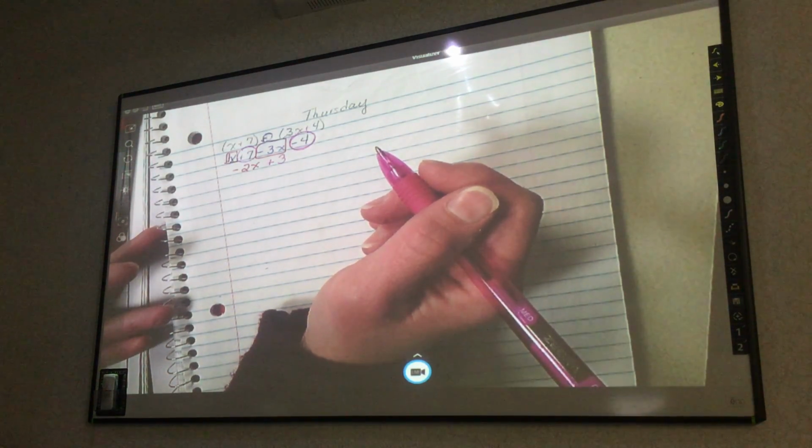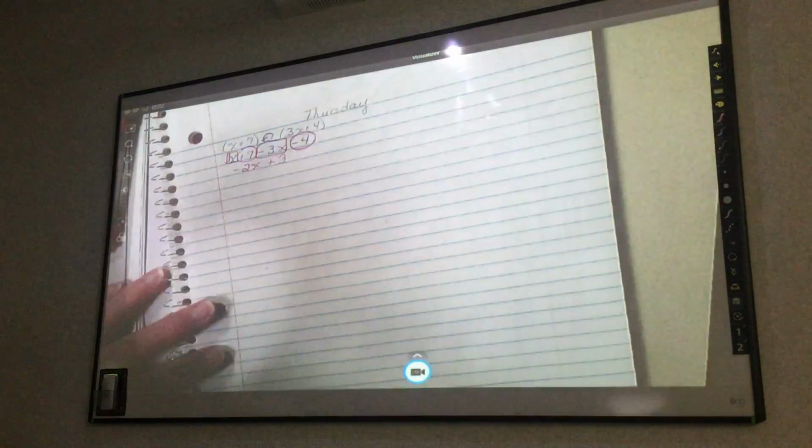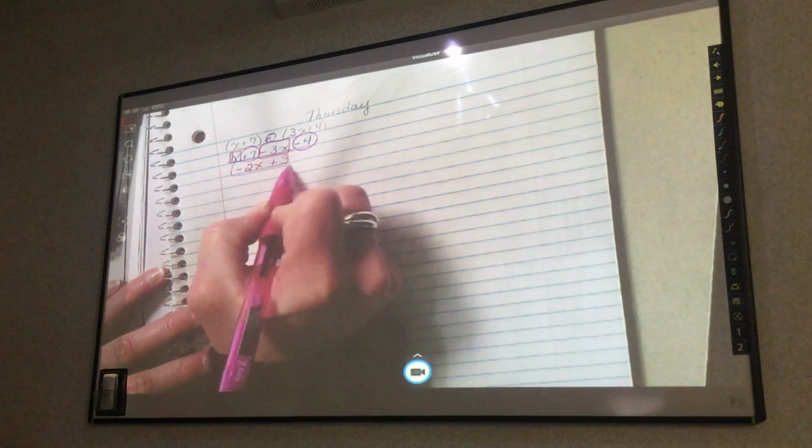Can I do anything else? No. Because it's not equal to anything else, so I'm not solving for x. This is as far as I can go. That's it.